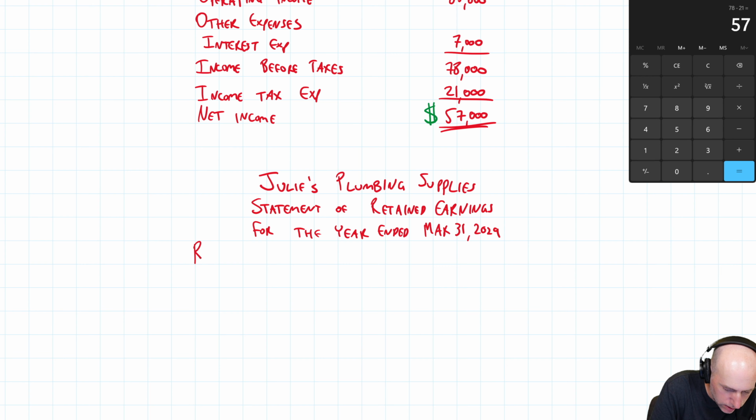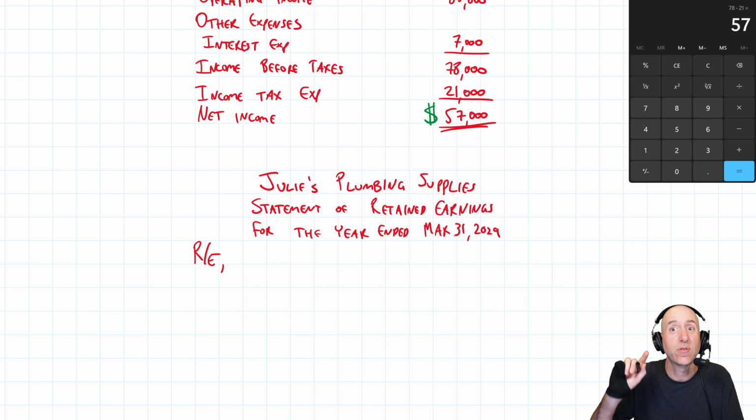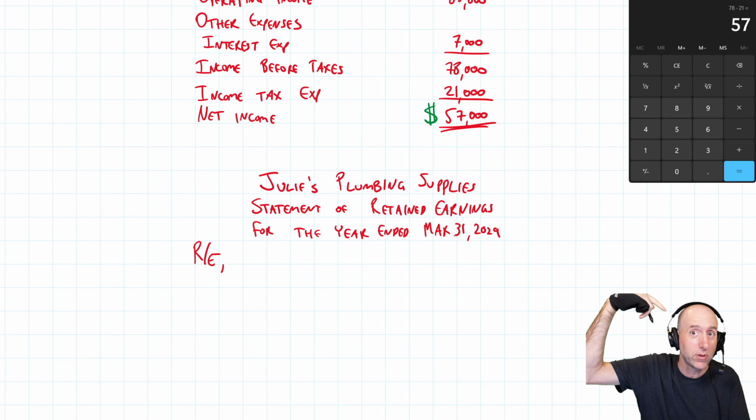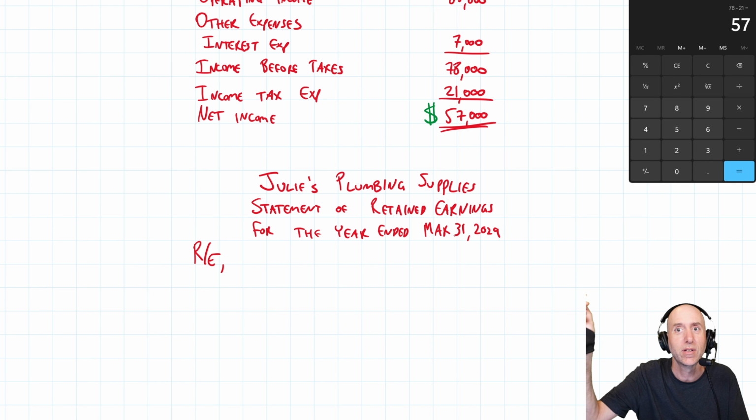So we start with the retained earnings at the beginning of the year, and we give a date for the beginning of the year. And here's how I figure out the date. I add 1 day from this. So I go March 31st. What's the next day? April 1st, 2029. That's the first day of next year. What was the first day of this year? Exactly 365 days before. It's April 1st, 2028.